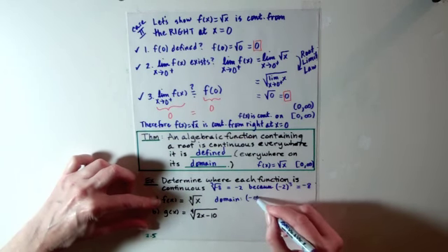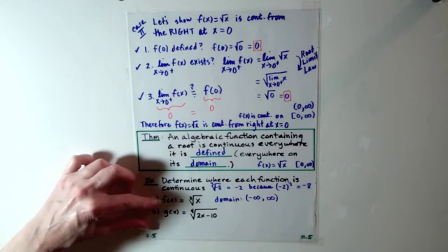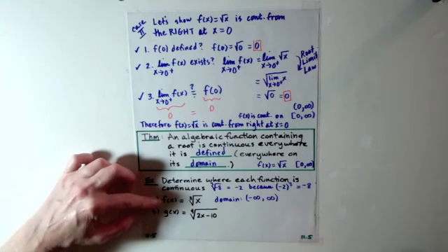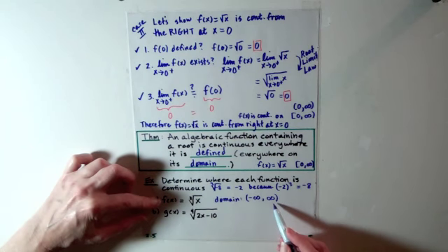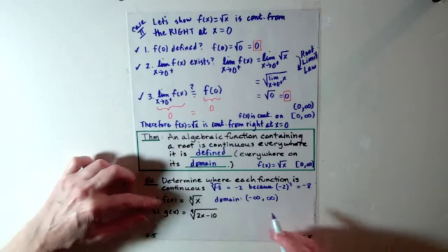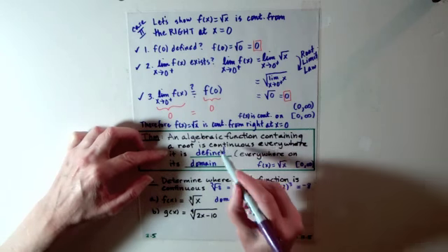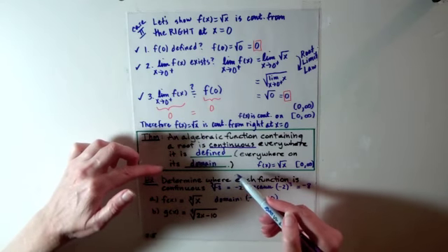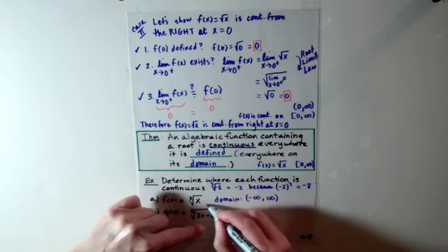So I don't have that problem that I have with square roots or other even roots such as fourth roots and sixth roots. I can take the cube root, an odd root, of any real number, positive or 0 or negative. So the domain of this function is all real numbers from minus infinity to infinity. And by this theorem, that means that our function, which contains this root, is continuous everywhere that it is defined, everywhere in its domain.